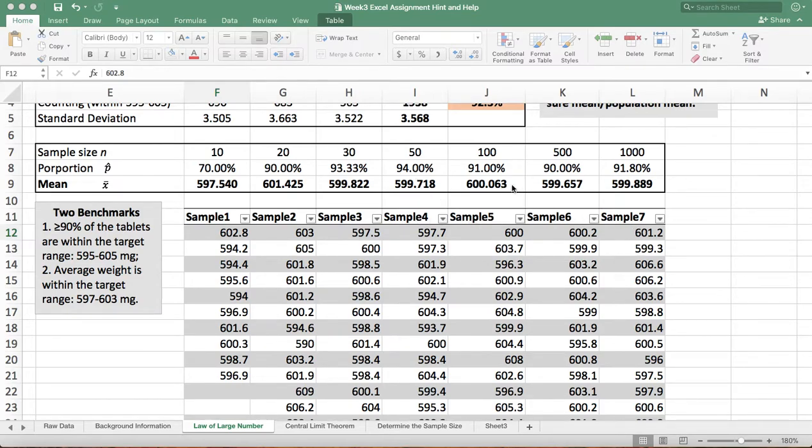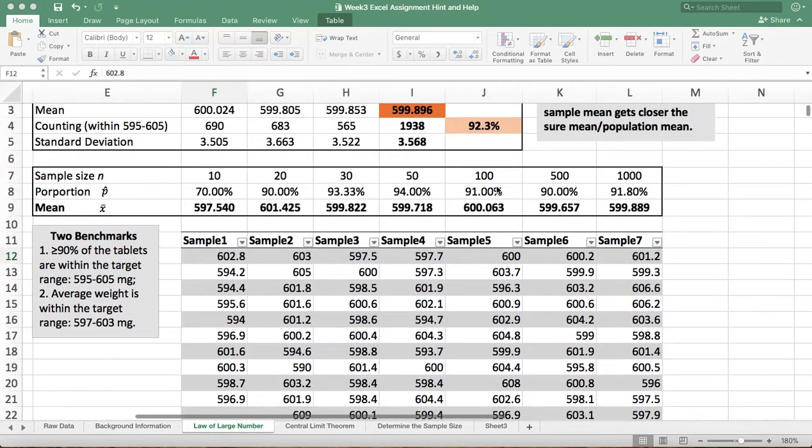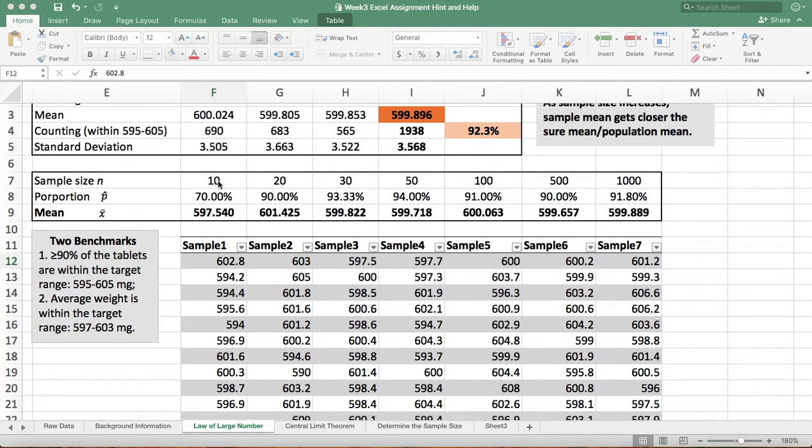And the mean, obviously, look at the mean. As the sample size increases, the mean gets closer to the true mean. This is the population mean.